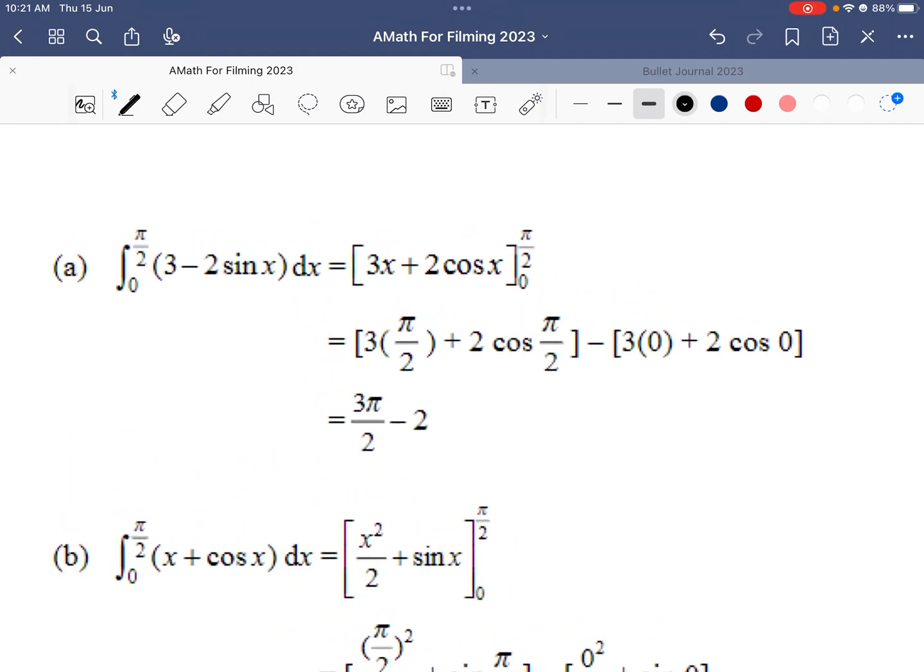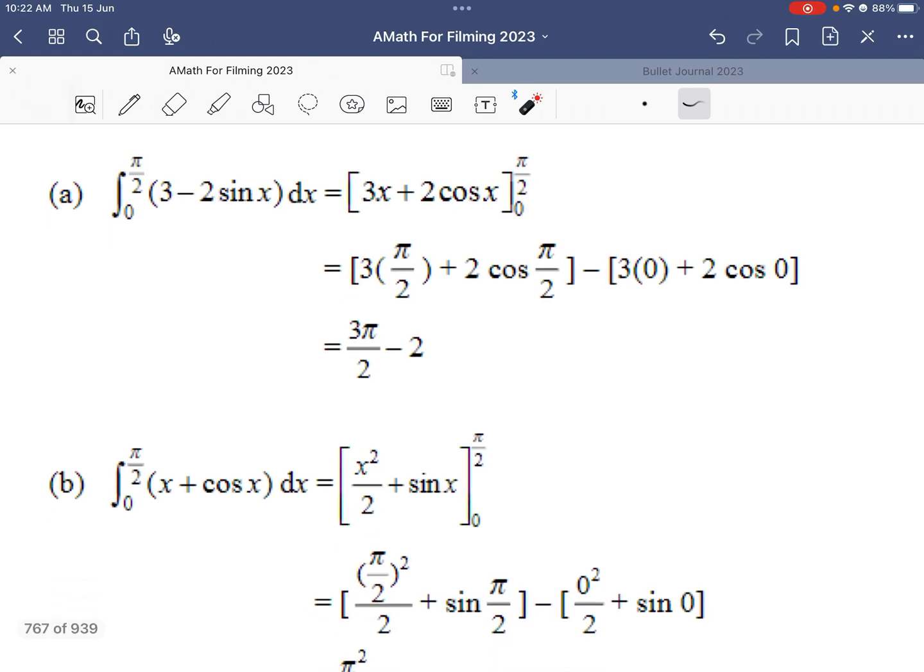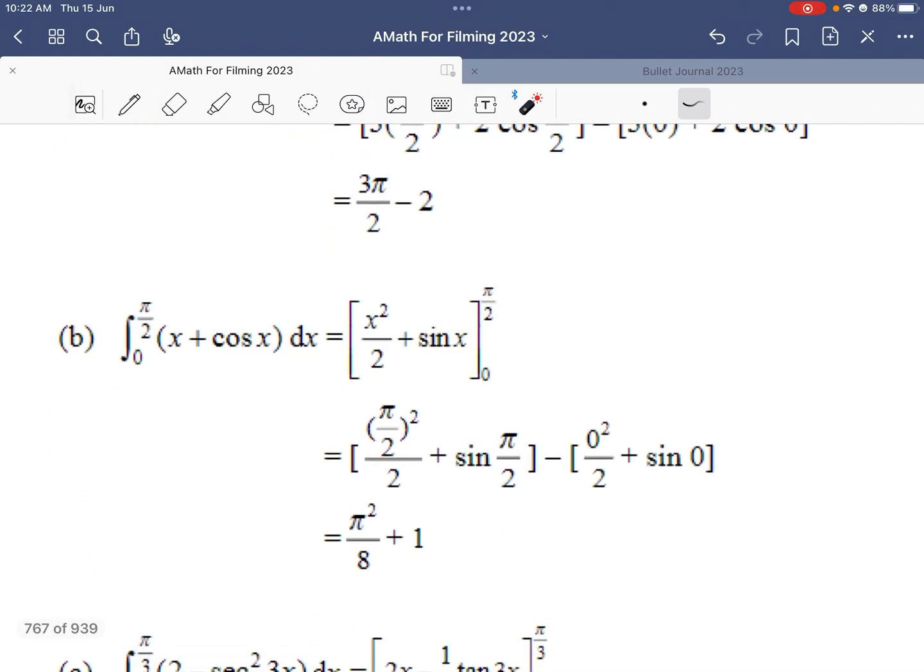Okay, for try 2 itself, similarly, again, 3 integrated gives you 3x. Sine x integrated gives you negative cosine x. That's why here becomes plus 2. And the limits are pi over 2 and 0. Substitution by the values will yield 3 pi over 2 minus 2. Similarly, for part B, x integrated gives you x squared over 2. Cosine integrated yields sine x. Limits are 0 to pi over 2. You do the substitution, you get pi squared over 8 plus 1.